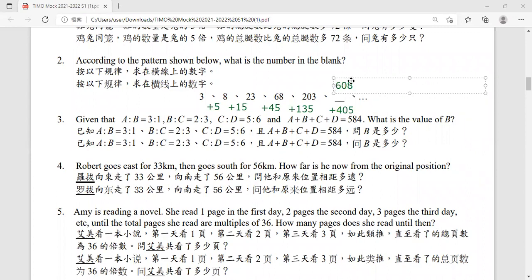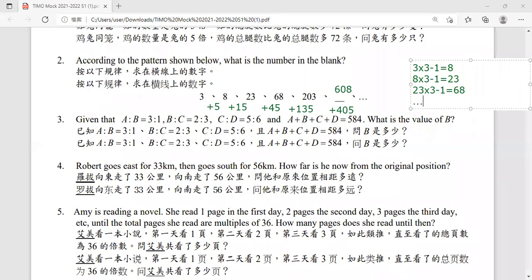Of course, you can do something like this one. Yes, good, 608. But if you are smart enough, you will know that 3 times 3 minus 1 is equal to 8. And 8 times 3 minus 1 equal to what? Equal to 23. And 23 times 3 minus 1 equal to 68.